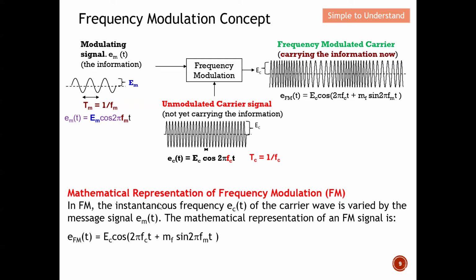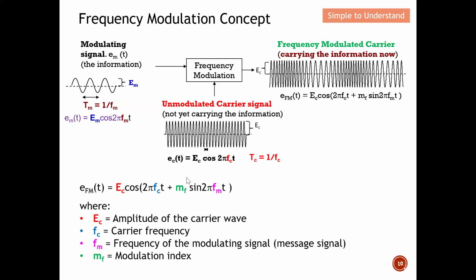Basically, this is what I mentioned here. In general, this will be the mathematical representation for frequency modulation. Let's move on. I would like to denote some of the key parameters here. This is the carrier amplitude. This is the carrier frequency. This is the modulating frequency. And this is what we know as the modulation index. Later on we will take a look at this modulation index.